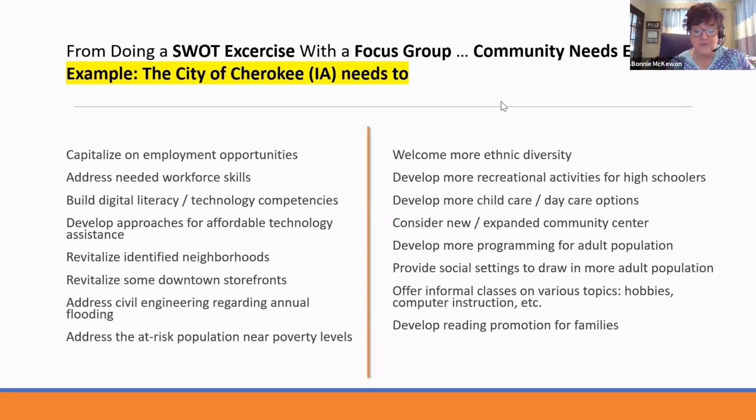Meredith says the opportunities to provide a variety of programming for all ages. Look at that last one on the right side, develop reading promotion for families. Addressing workforce skills. I think Nancy referenced that one. Building tech skills and tech competencies. That to me has a public library written all over it. Develop more recreational activities for high schoolers. Develop more programming for adults.